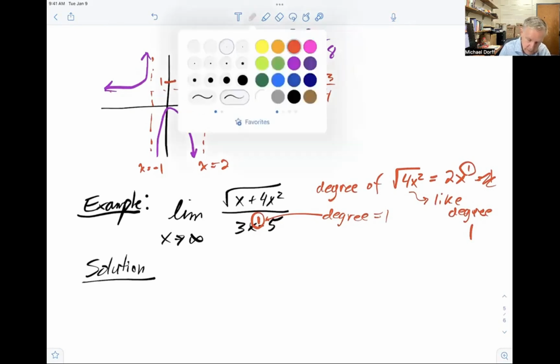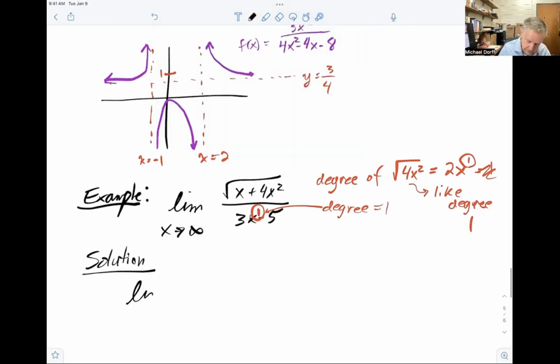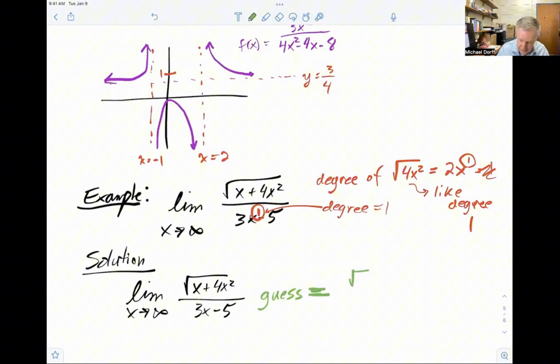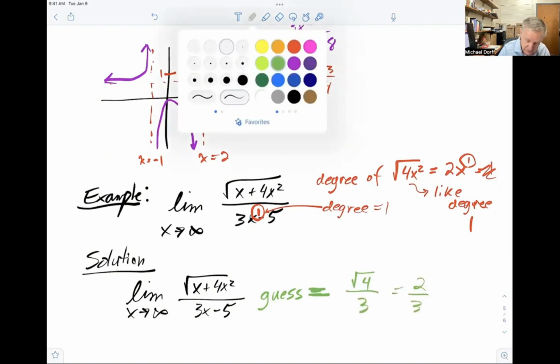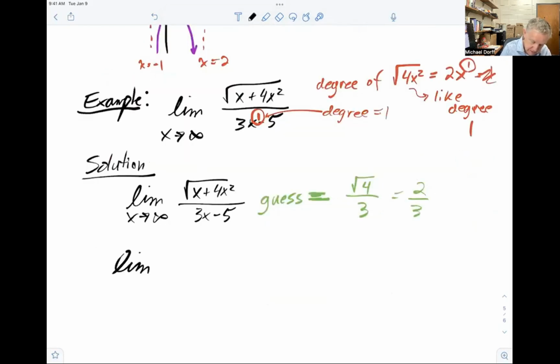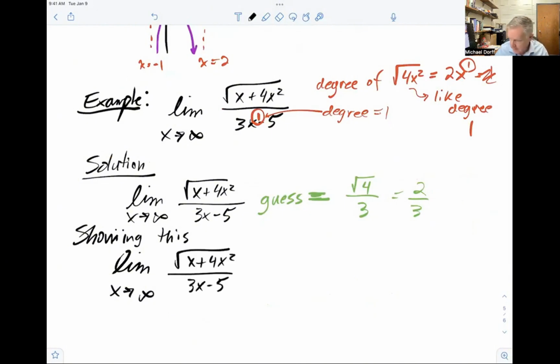So using that result, the limit of this, we're going to guess, is going to be the square root of 4 over 3, which is 2/3. But let's prove this or demonstrate that this is true. So what I'm going to do is look at the limit as x goes to infinity of the square root over 3x minus 5.